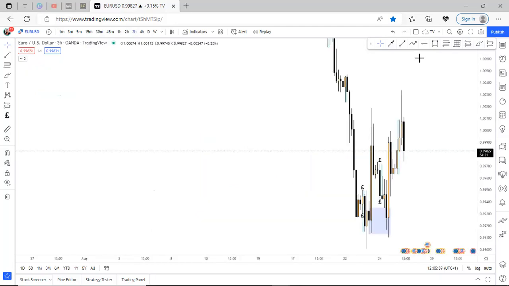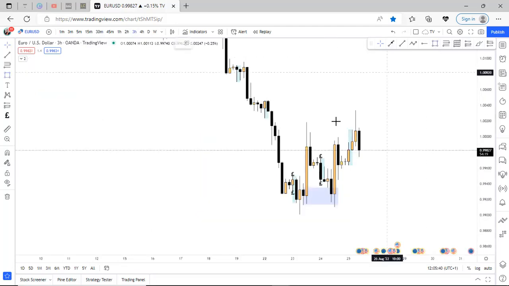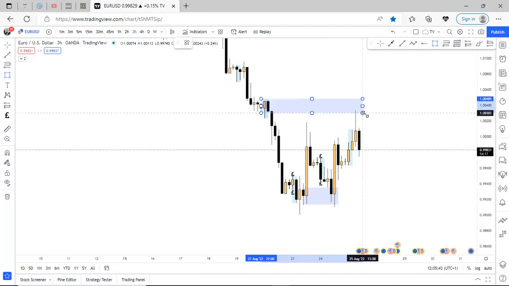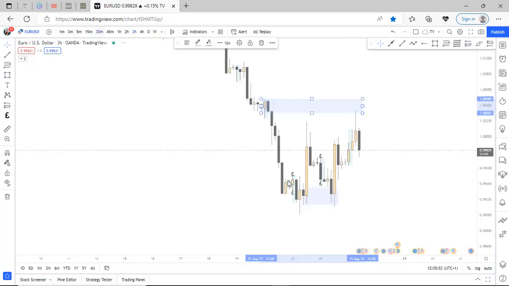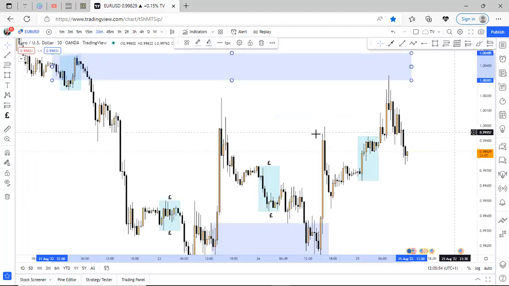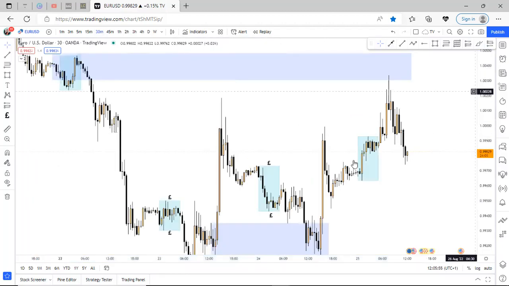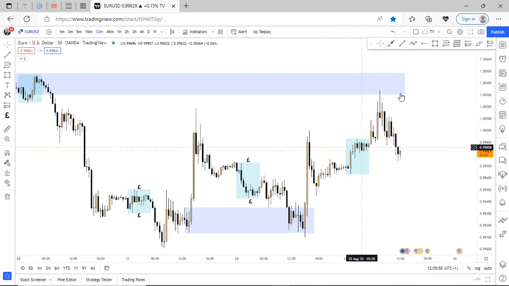Okay, so I'll quickly show you that on this Euro USD, I woke up during the London session and realized price had tapped into this supply zone right here. Price tapped into the supply zone. So what did I look for when I got to the chart during the London session? I saw that price had tapped this.